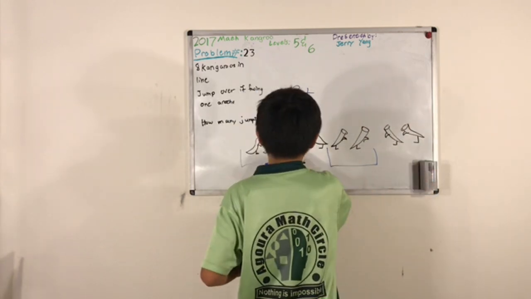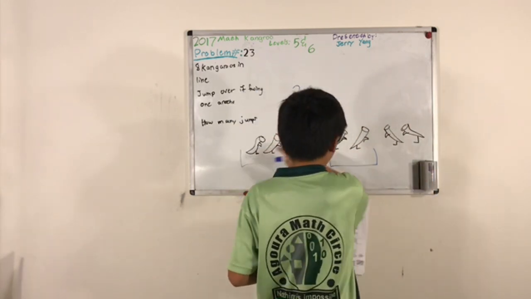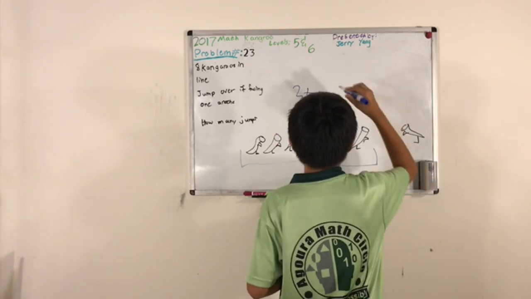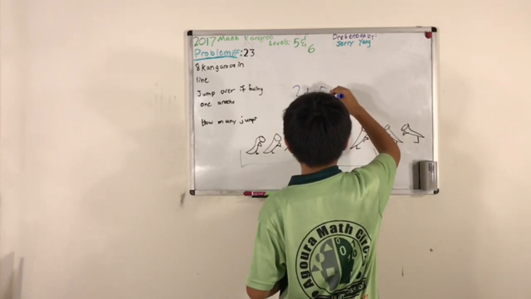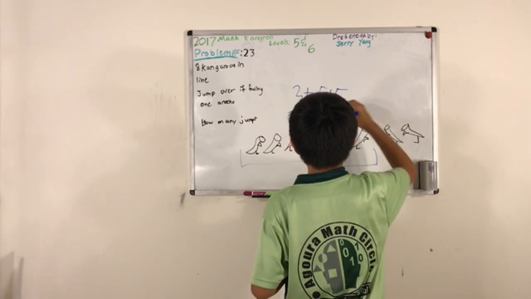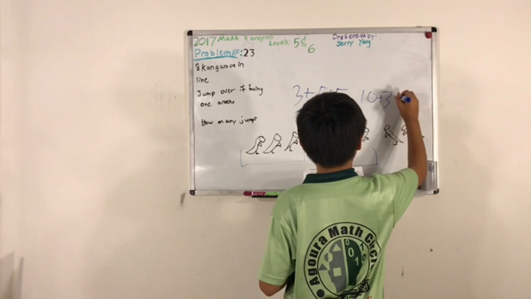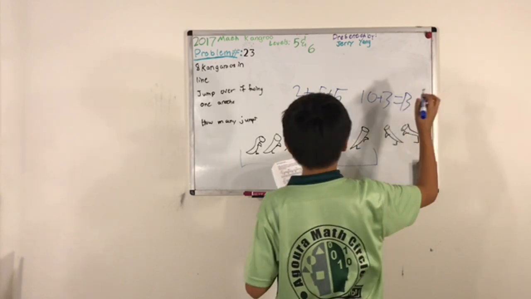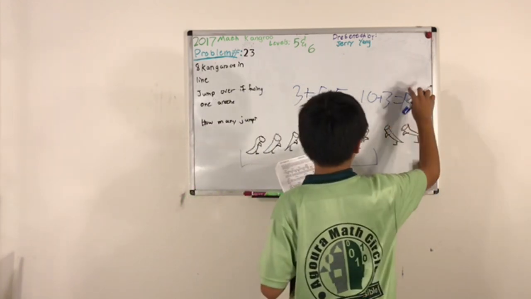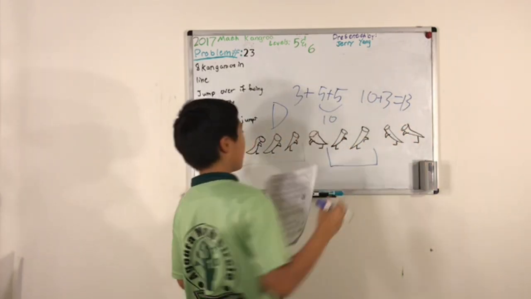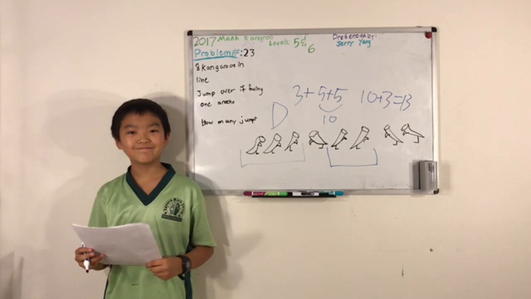Then, this group joins up with this group and creates a 5 group, and this 5 group jumps over these two. So then, you have plus 5 plus 5. And then this equals 10, and then 10 plus 3 equals 13. Therefore, we know our answer is D, 13.